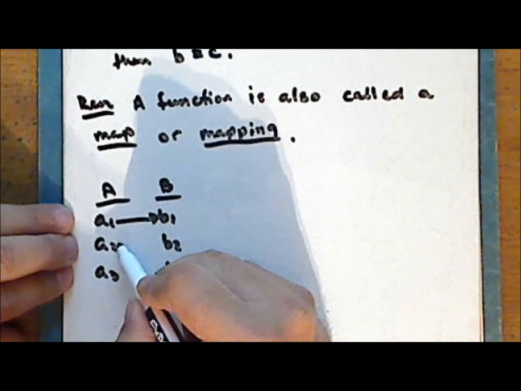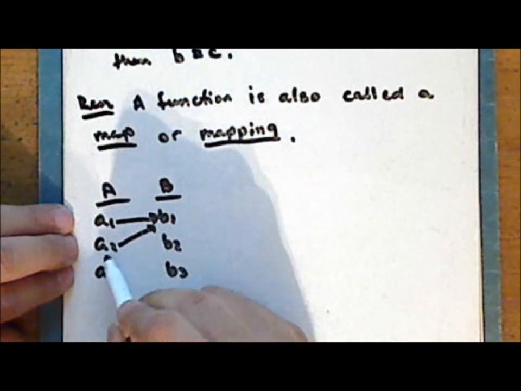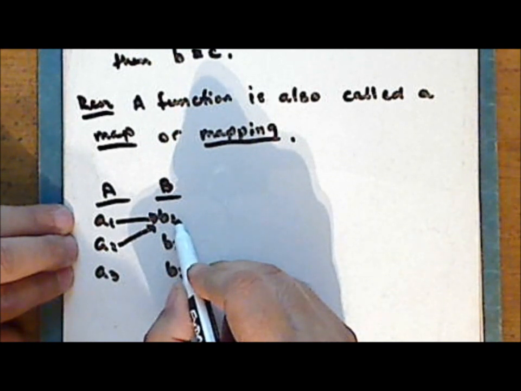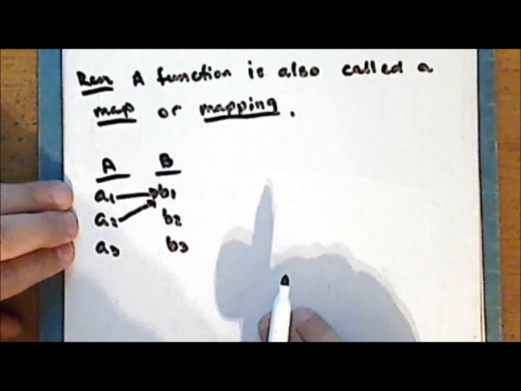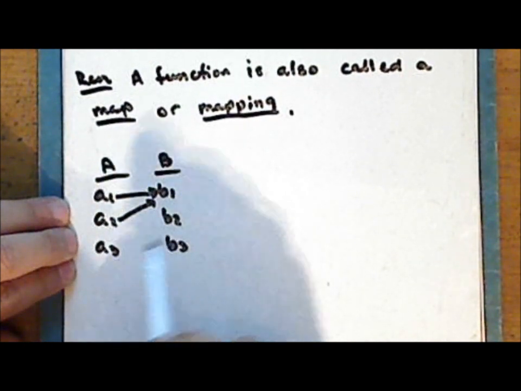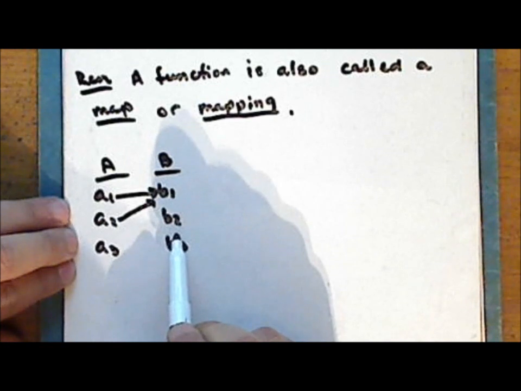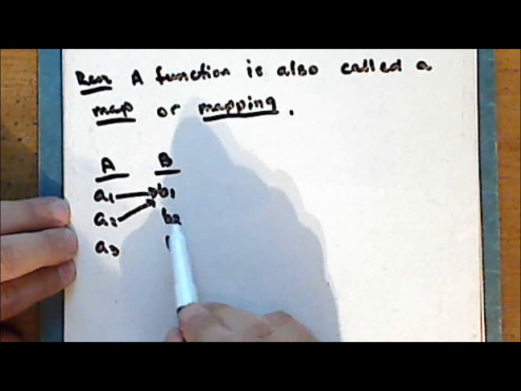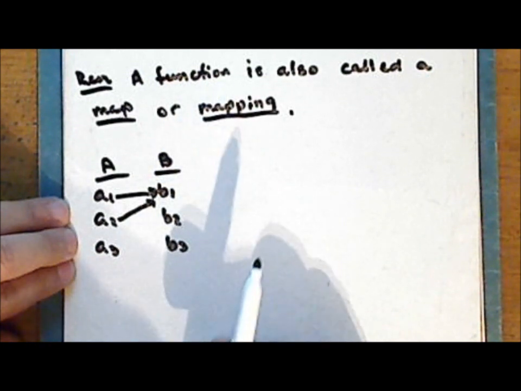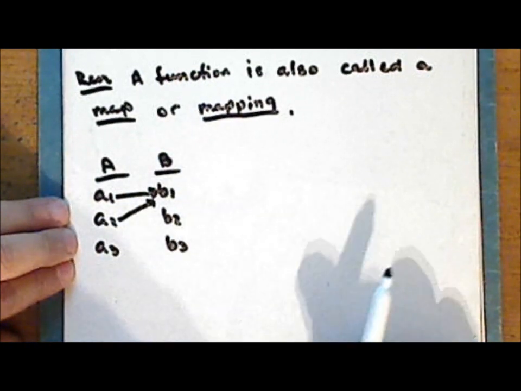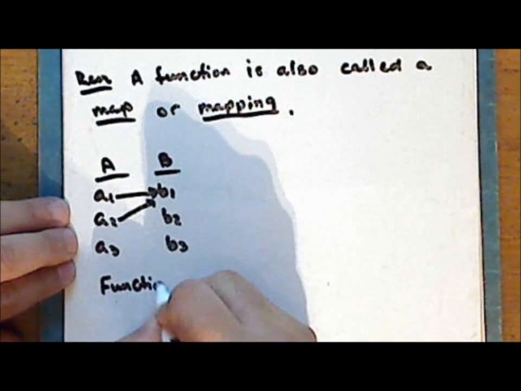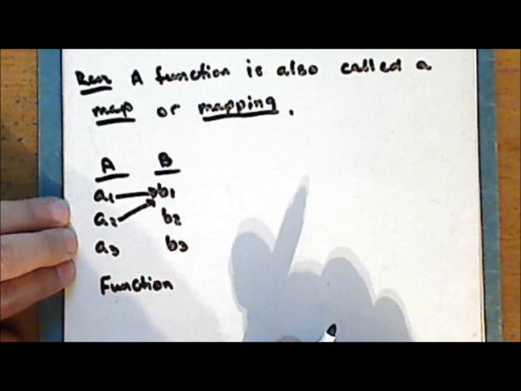Now, it is perfectly fine if there are two separate elements in the first set that are mapped onto a common element of the second set, then we still have a function. It is also fine that there is an element in the first set that is not mapped into the second set, and it is also fine that there are elements in the second set that are not mapped onto at all by any of the elements in the first set, and we still have a function. This is a function between the sets A and B.